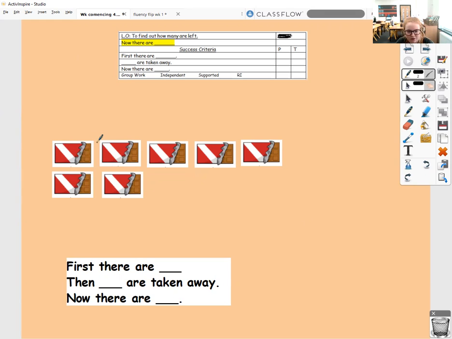Oh, let's try it now with chocolate bars. First there are, let's have a count. 1, 2, 3, 4, 5, 6, 7. First there are 7 chocolate bars. Then I'm going to take away 1, 2, 3, 4, 5. Then 5 are taken away. How many are left? Can you count how many are left? Let's have a look. 1, 2. Now there are 2 left.